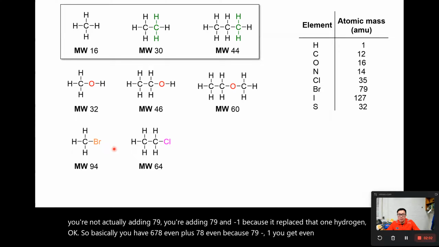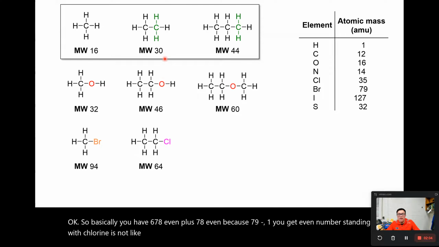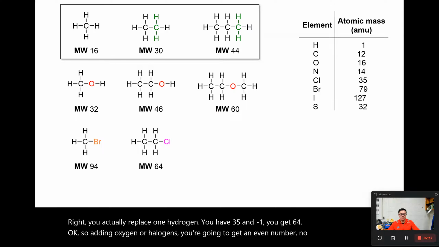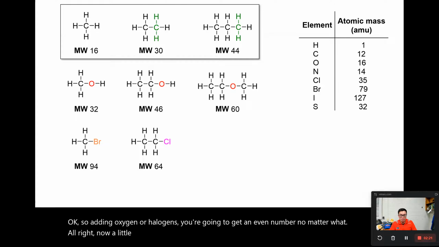Same thing with chlorine. It's not like you add 35 onto 30, right? You actually replace one hydrogen, you add 35 and minus 1, you get 64. So adding oxygen or halogens, you're going to get an even number no matter what. All right, now a little bit tricky: nitrogen. Nitrogen is 14.